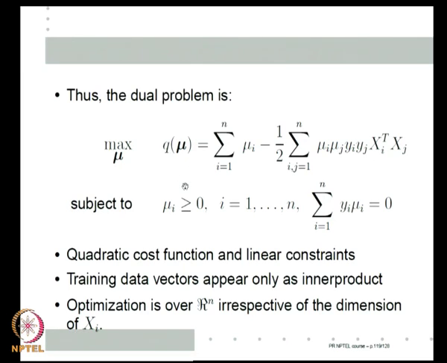There are as many Lagrange multipliers as there are constraints in the primal problem. There is one constraint per example in the primal problem. So, the optimization is over R^n, where n is the number of examples, irrespective of the dimension of x. No matter what the dimension of x is, this optimization problem is only over n. So, this is what we will remember. We have introduced the optimization problem for the SVM. We looked at the primal problem, and we will look at the dual problem in the next class, and then see how to generalize it to a linearly non-separable case. Thank you.